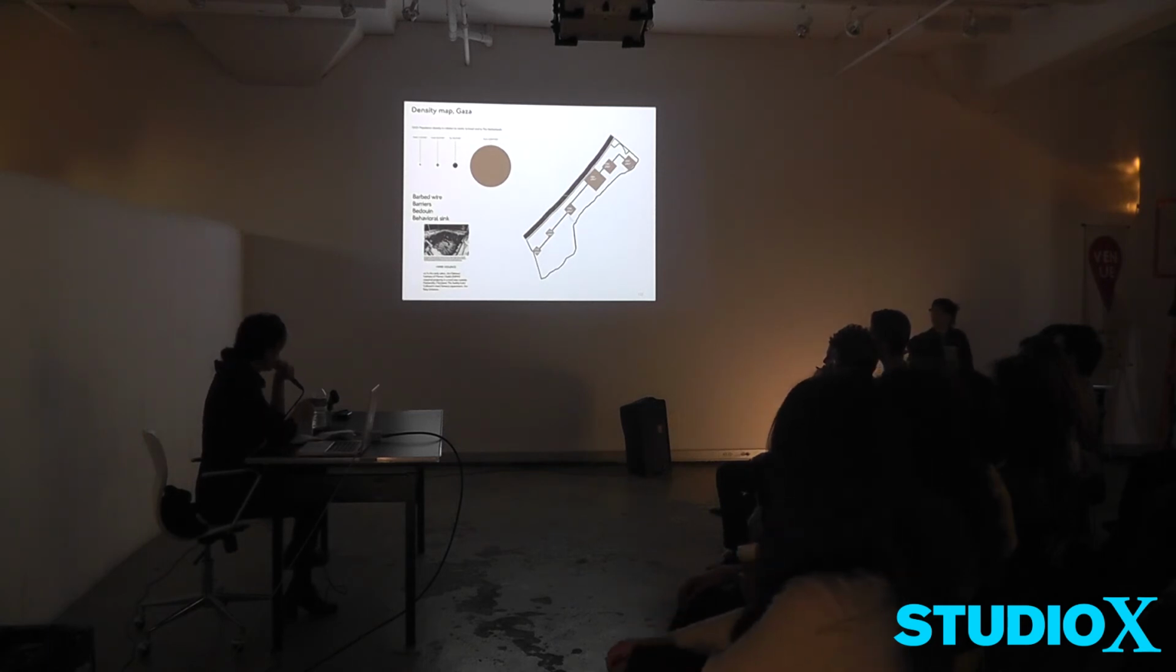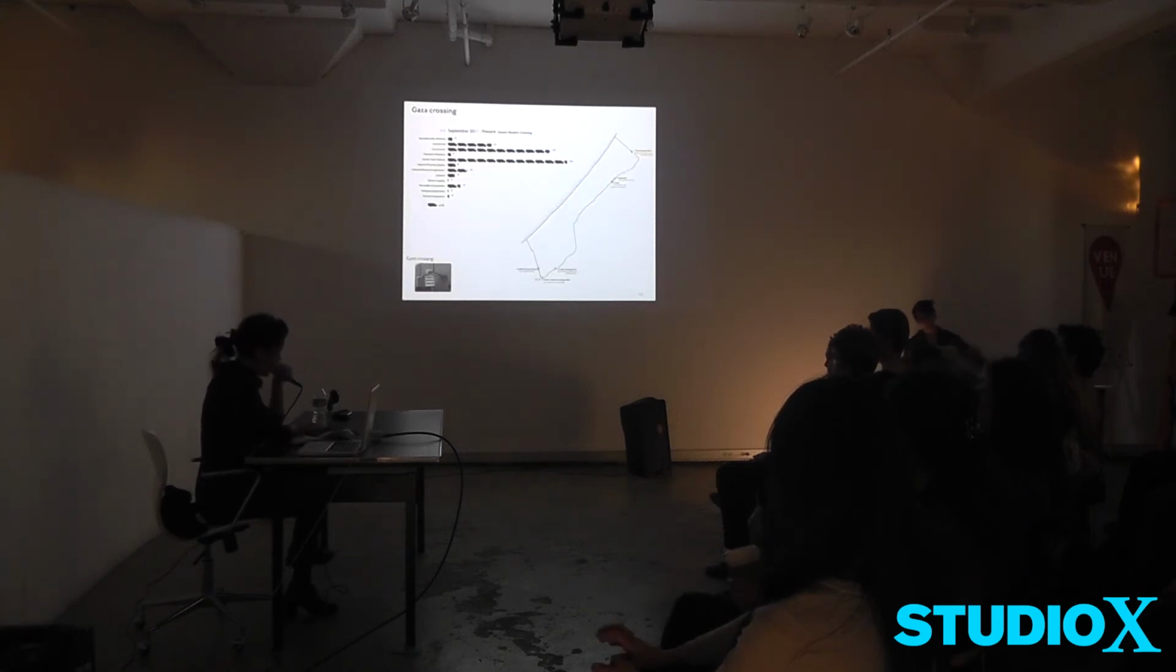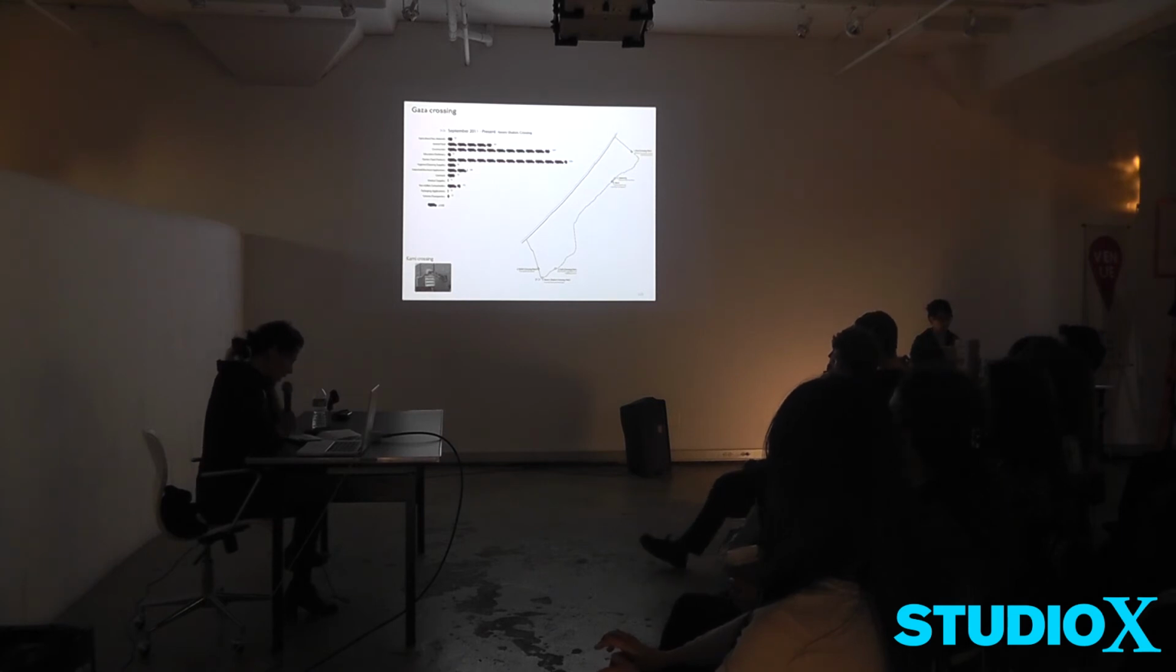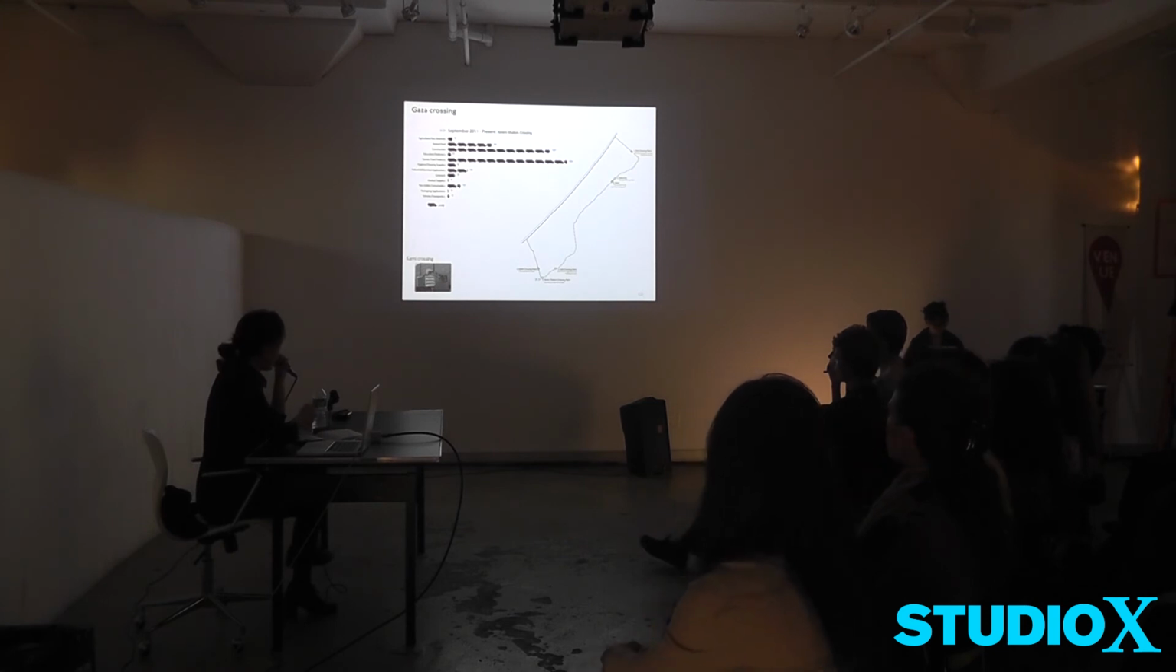To the right is the diagram showing the density in the Gaza Strip, and here is a diagram showing the average density in the world, the average density in Israel. I showed this project in the Netherlands, so here is the average density in the Netherlands, and that's the density in the Gaza Strip. Additionally to this research on density, I looked at the crossings at the checkpoints. It's all the Gaza crossings.